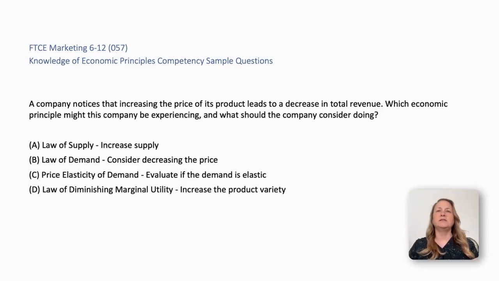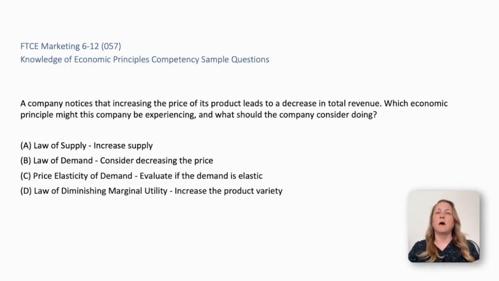A company notices that increasing the price of its product leads to a decrease in total revenue. Which economic principle might this company be experiencing, and what should the company consider doing? A. Law of supply, increase supply. B. Law of demand, consider decreasing the price. C. Price elasticity of demand, evaluate if the demand is elastic. Or D. Law of diminishing marginal utility, increase the product variety.